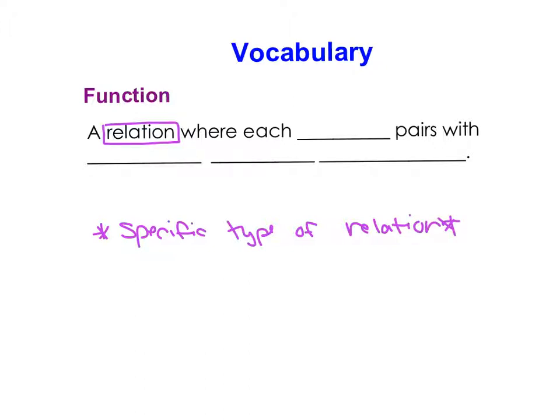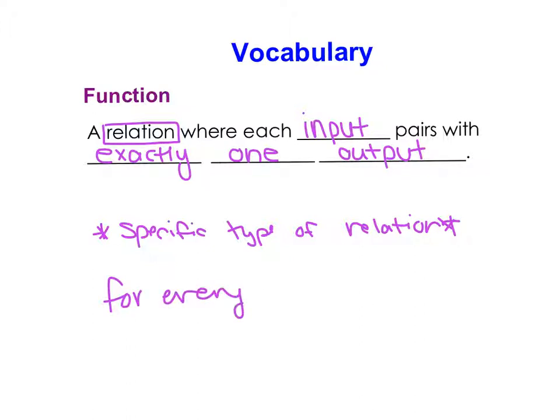So a function is a relation where each input pairs with exactly one output value. So this means that for every input, or for every x, there is 1 y.